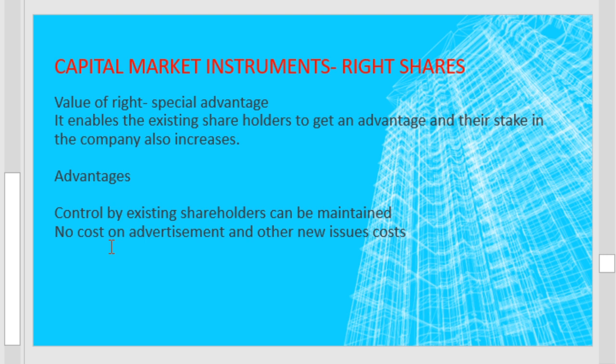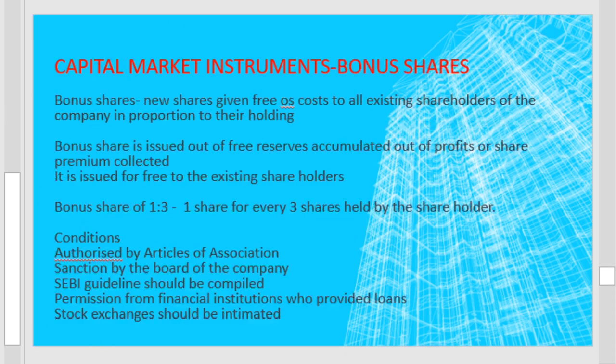If a company issues right shares, there is no need for cost on advertisements or other costs related to new issues. That means a company can reduce the cost of such issues if it issues right shares. Then the next important type is bonus shares.